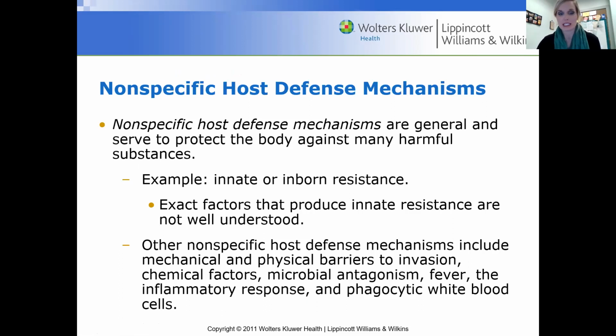We'll see in chapter 16. So our non-specific host defense mechanisms are general. They serve to protect the body against many different types of harmful substances. Sometimes it's referred to as innate or inborn resistance. Some people even refer to it as natural. The exact factors that produce this innate resistance are not completely well understood, but that's what we're looking at here.